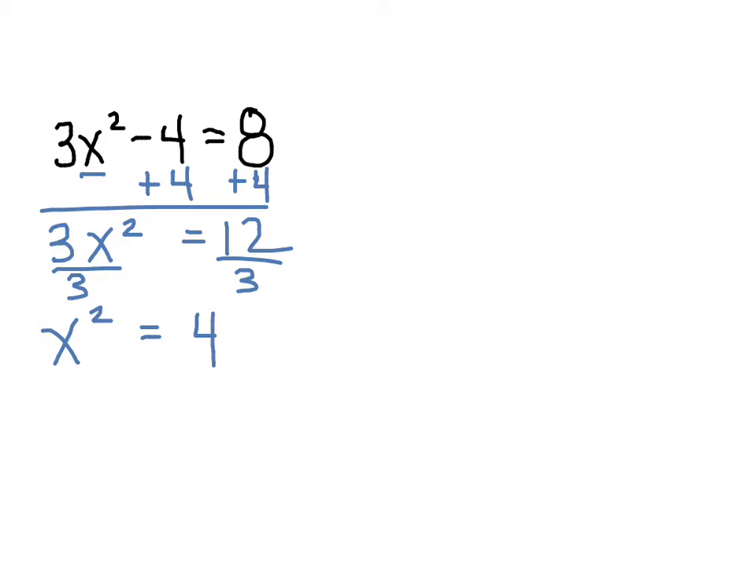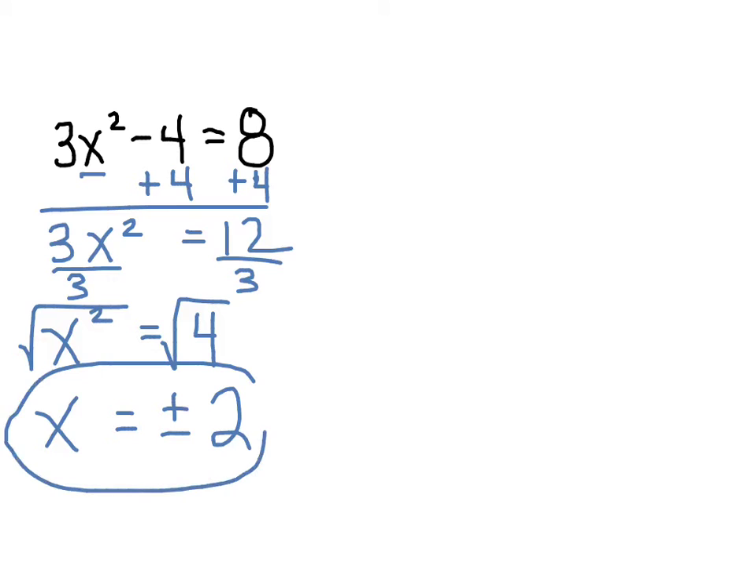Then when you have it like this, how do you get rid of the square? You root it. X equals, and here's the part that a lot of people forget. What? Plus or minus, or positive and negative, good. And what's the square root of 4? 2. So my answer is plus or minus 2 for number 2. Don't forget the plus or minus. Maybe put that on your note card. Say, don't forget plus or minus, so you don't forget that.